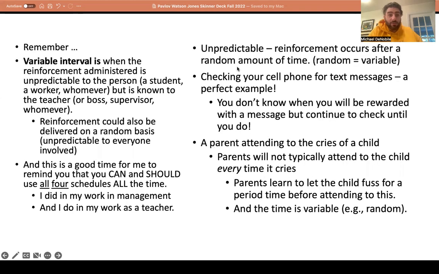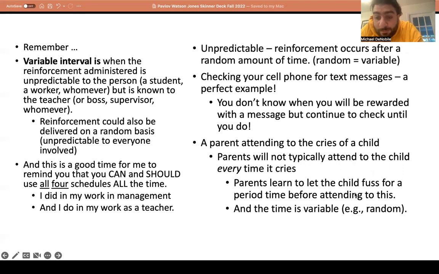That's a ratio schedule. Variable interval is when the reinforcement is administered unpredictably to the person, but is known to the teacher or boss or supervisor. Reinforcement could also be delivered on a random basis to everyone. This is a good time to remind you that you can and should use all 4 schedules all the time. So Dr. Russo did it as management. I also do it as a teacher. Unpredictable reinforcement occurs after a random amount of time, a random variable.